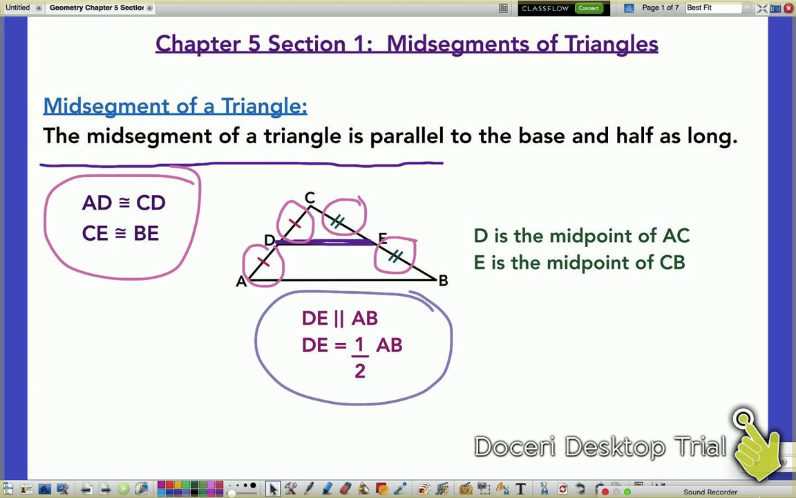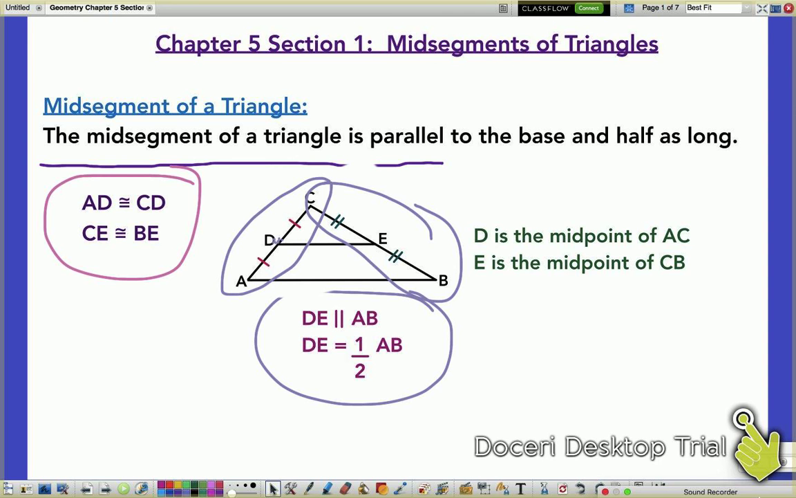Okay, so what a midsegment does, in a sense, is it is splitting these two sides in half. Okay, so each side, because E would be the midpoint of CB, D would be the midpoint of AC.